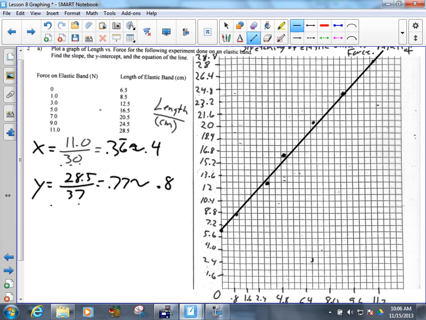I know that sometimes in math they teach you that the rule for drawing your best fit lines is that you should have the same number of points above and below the line.